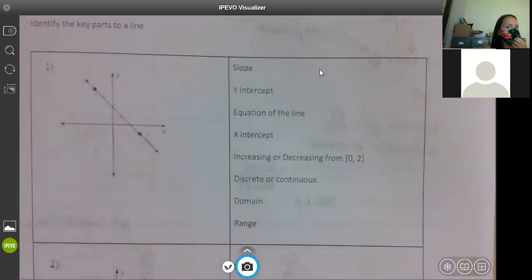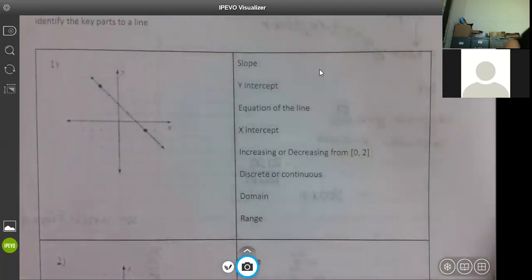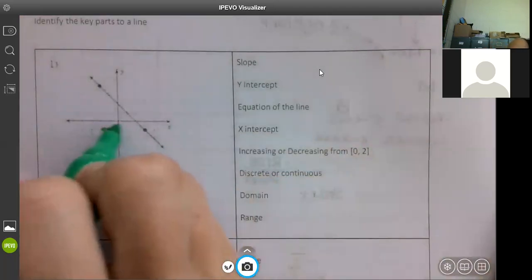And then we're going to take this graph right here and we're going to identify these very key parts. So the first thing is, how do we find the slope of a graph? We've already done this. This is all review. How have we done it? You make your box. And this one's hard to see, but we're going to knock it out.